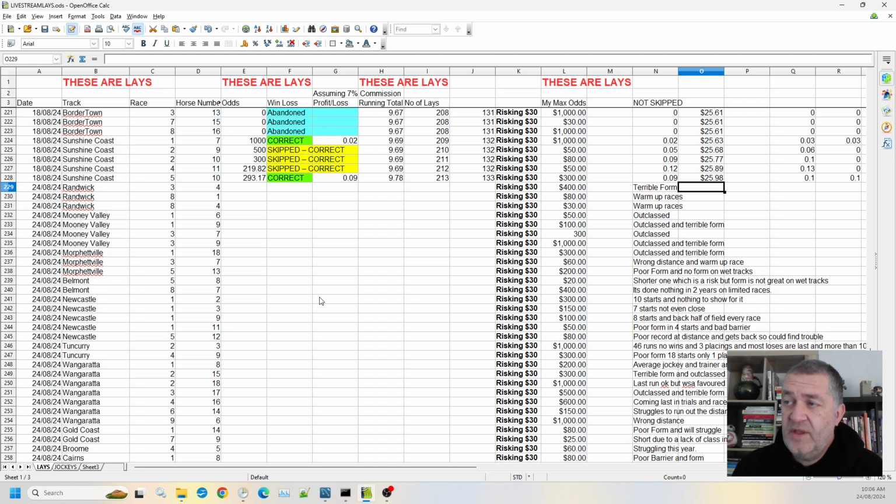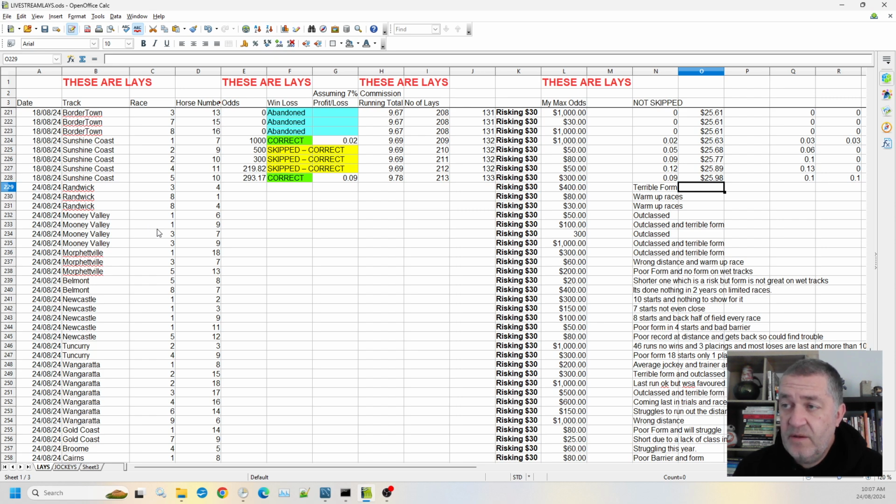Now, the reasons I've taken those, I've taken number 1 up to $80 and number 4 up to $30, is that the distance just didn't suit them. They are long distance runners and the races were short races. So they're pretty much just going around for a run just to get some fitness.